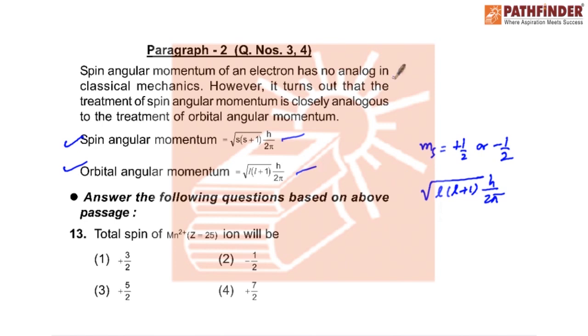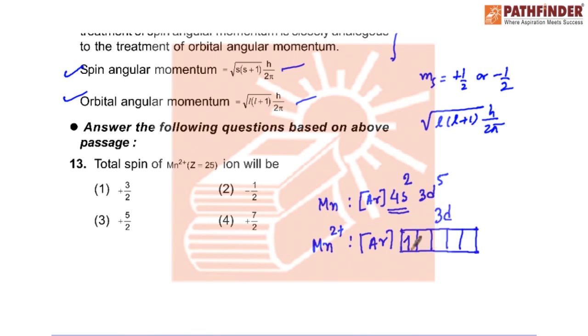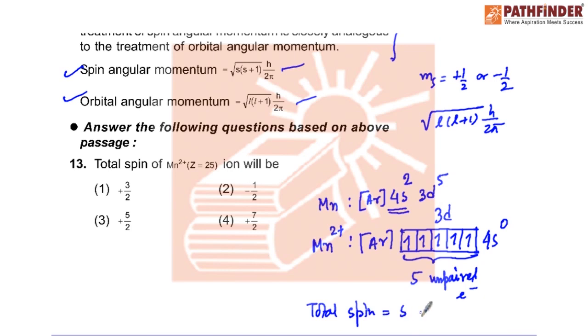Now what are they asking on the basis of this given passage? That the total spin of the Mn2+ ion will be. Now if you write down the electronic configuration for manganese having atomic number 25, it is argon kernel 4s2 3d5. So for Mn2+, the outermost electrons will be lost first, that is, from the 4s orbital. Argon, 3d 1 2 3 4 5, and 4s 0. So there are a total of 5 unpaired electrons in the Mn2+ ion. If each has a spin value of plus half, the total spin should be 5 times half, that is 5 by 2. So the correct option is option 3.